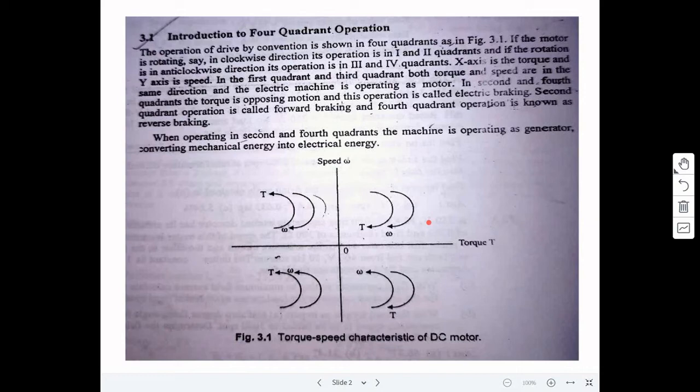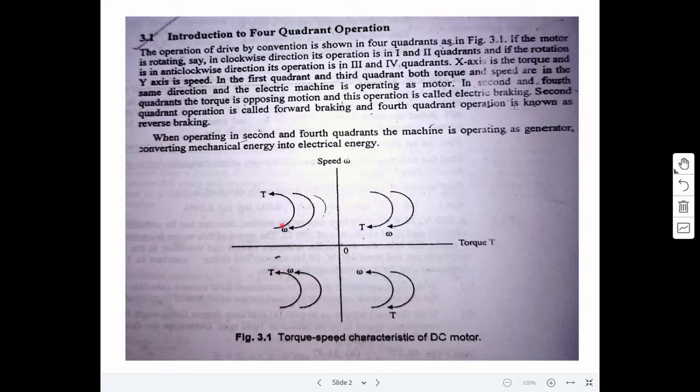So if you observe here, in these two quadrants, speed is in the clockwise direction, so these two operate in forward modes. And in these two quadrants, speed is in the reverse direction, so these two operate in reverse mode. Either it can be motoring or braking. Next we need to divide it into braking or motoring. Here both are in the same direction, so this is motoring mode. Here also both are in the same direction, so this is also motoring mode.